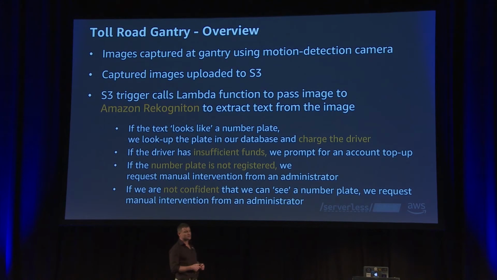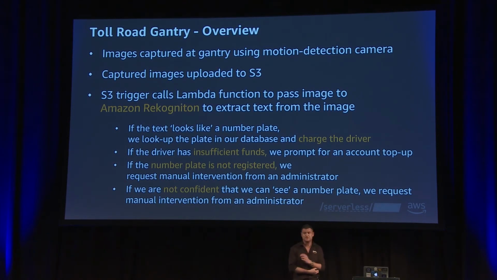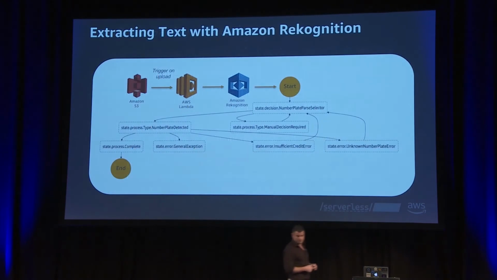Now, if the number plate isn't registered, so if it's some rogue driver who's driving through the gantry and doesn't have an account, then we need an administrator or an operator to step in and maybe talk to the vehicle registration people and say, hey, can you find out who this person is? We need to charge them. And the last possibility, apart from general failure, is what if the AI system is not confident that it read the number plate properly? Then we need a pair of eyes to look at the image and say, yep, actually this is the number plate.